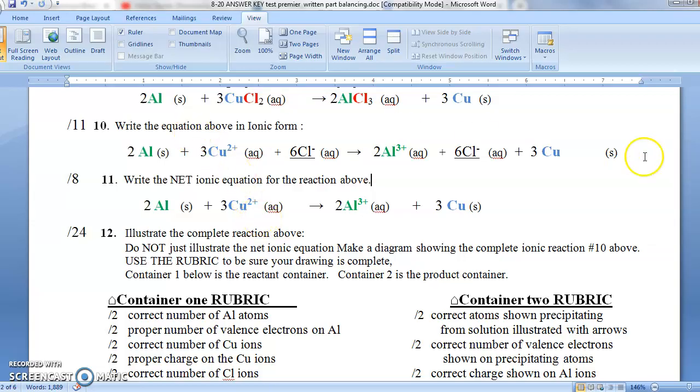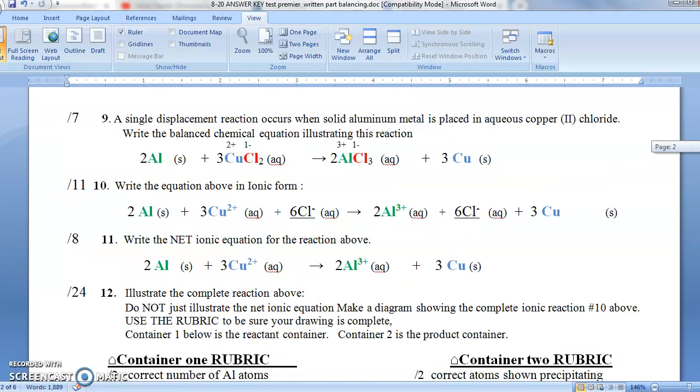We learned in question 10 how to write this in ionic form. Ionic form just means pull apart the things that are in solution, aqueous. Pull them apart. We did. We pulled apart the copper, the Cu2 pluses from the Cl minuses. We had 6 Cl minuses. 2 times 3 is 6. There they are. On the right side, we still have 6, 2 times 3. We still have 6 Cl minuses.